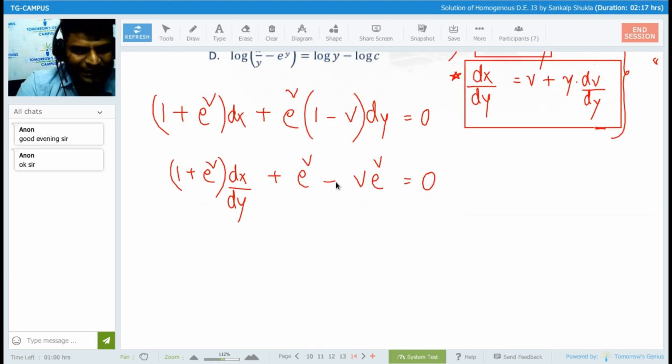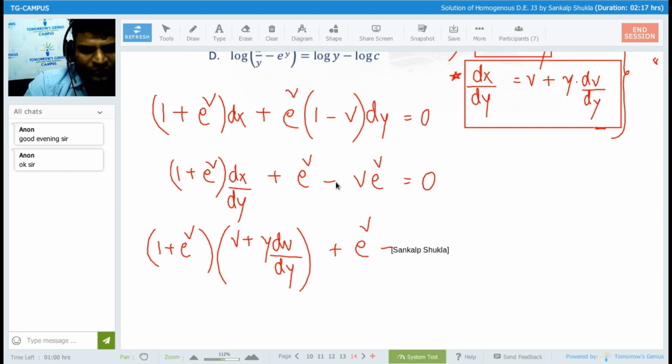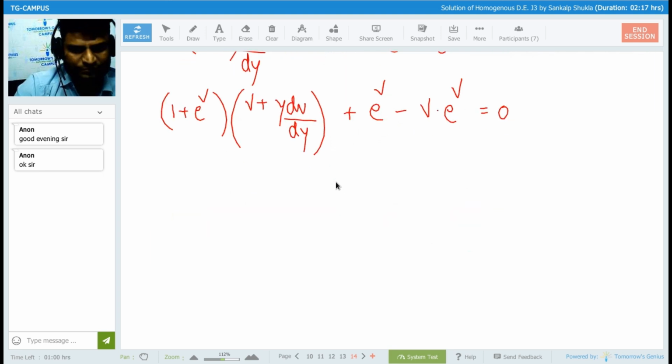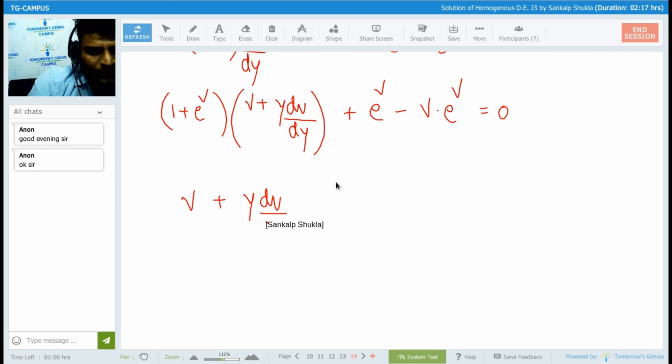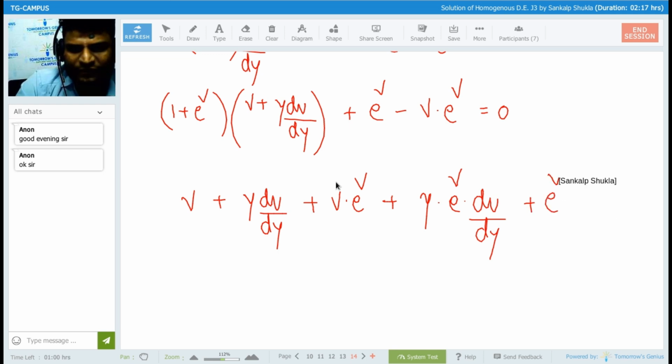So, what is the value again? V plus y dv by dy. This whole thing multiplied by 1 plus e^v, and plus e raised to the power v minus v into e raised to the power v equals 0. So this is 1 plus y dv by dy plus v into e raised to the power v plus y into e raised to the power v into dv by dy plus e raised to the power v minus v into e raised to the power v is equal to 0.